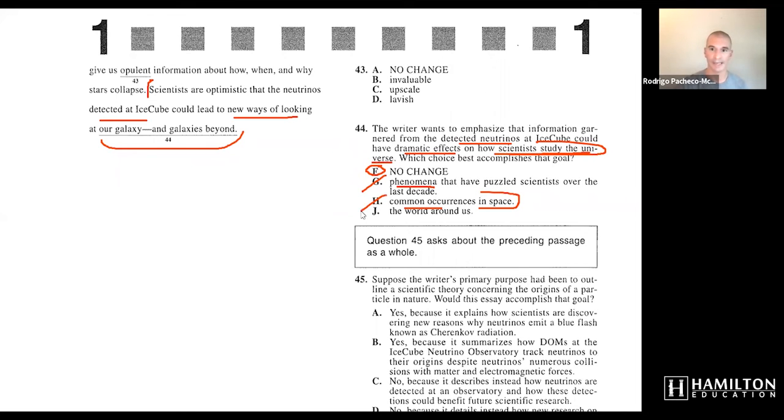We can eliminate H. And J, the world around us, this is way too vague. It could mean the Earth in itself. It could mean space. It could mean our galaxy. Not very specific. So we would eliminate J as well.